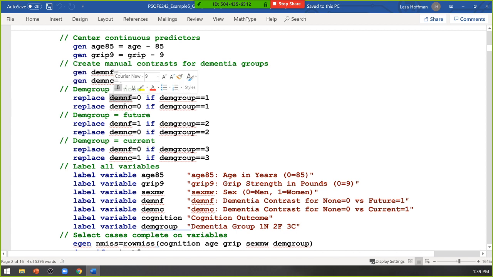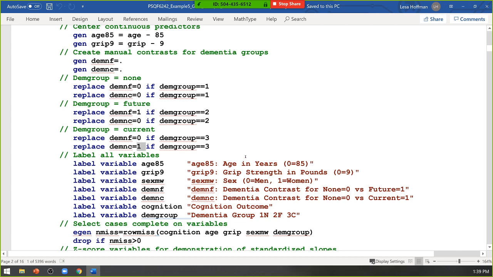So replace the new variable equals 0 if they're in group 1, replace it to 1 if they're in group 2, and replace it to 1 here if they're in group 3. And then labels.